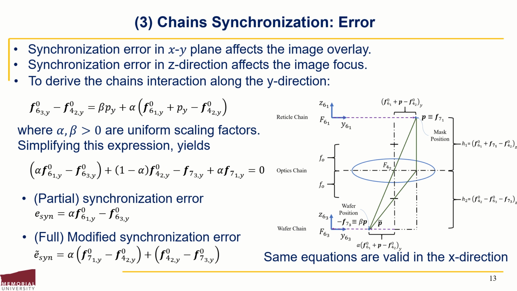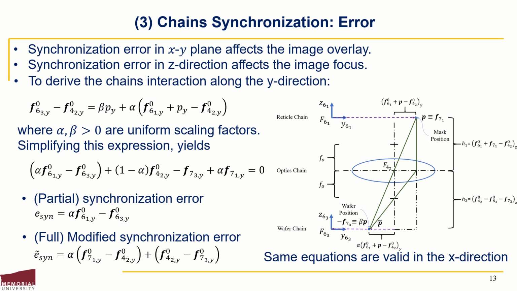Since the operating principle of a lithography machine requires the interaction between the reticle, lens, and wafer chains during the scanning motion, it's imperative to find a mathematical model for such an interaction. This model helps in understanding the error propagation that affects the machine yield. This can be done by tracing the light ray that passes through the reticle to the wafer through the lens.